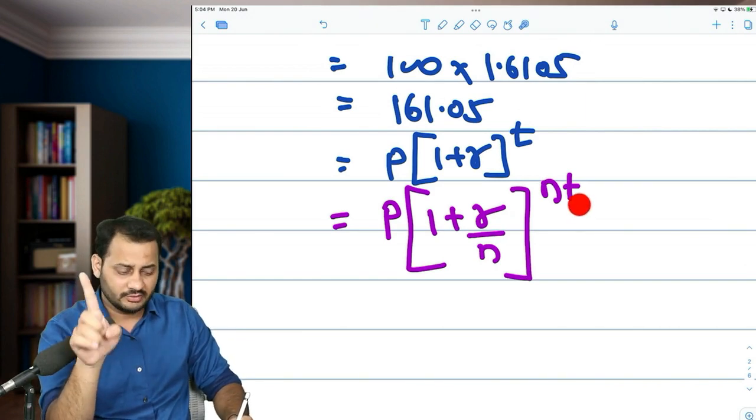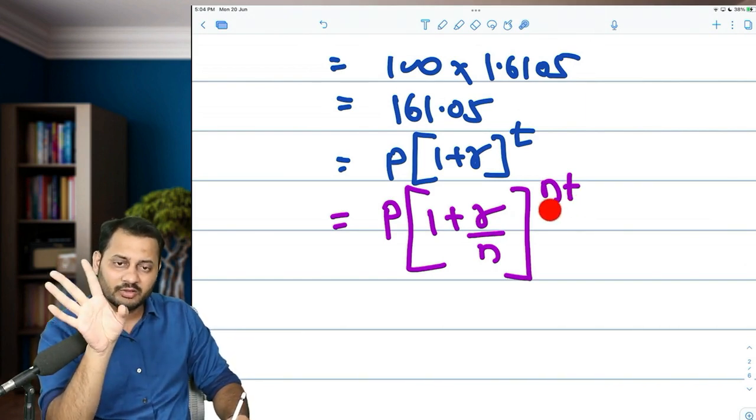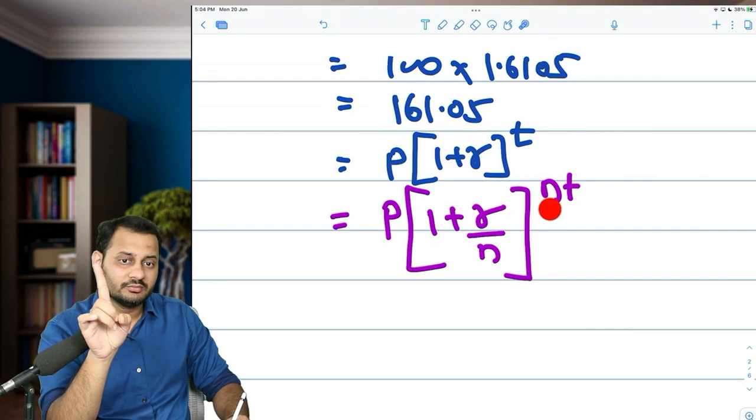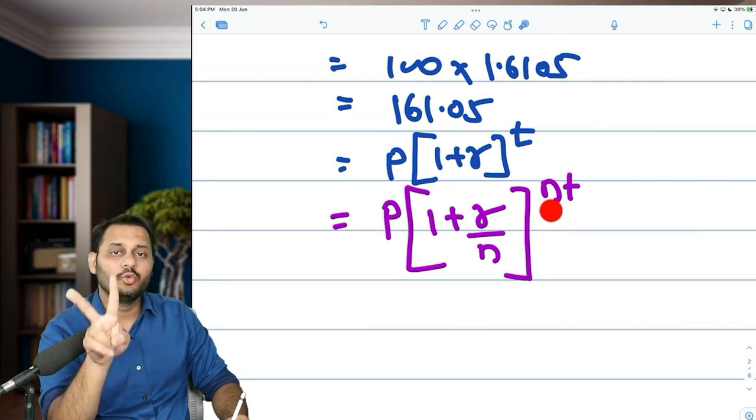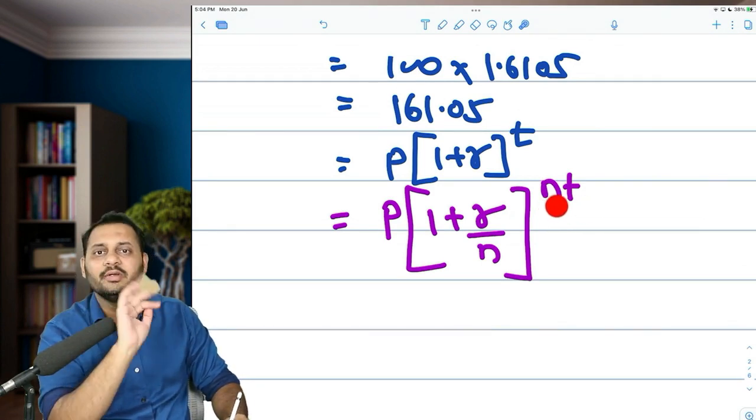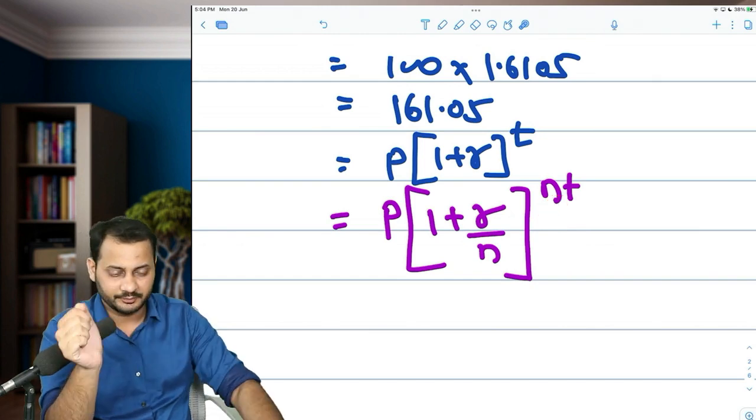5 years, number of compounding. How many number of compoundings in total? 10. In total 2 in a year. So 5 into 2 will be 10. Are you getting it?